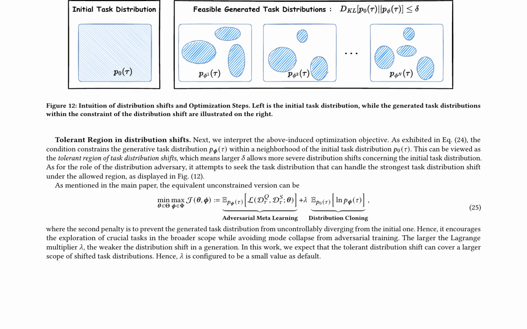The authors also provide an equivalent unconstrained version of the optimization objective, equation 25, which includes a penalty term to prevent the generated task distribution from uncontrollably diverging from the initial one. This penalty term encourages the exploration of crucial tasks while avoiding mode collapse. The Lagrange multiplier lambda is configured to be a small value, allowing for a larger scope of shifted task distributions to be covered. Figure 12 illustrates the intuition of distribution shifts and optimization steps.